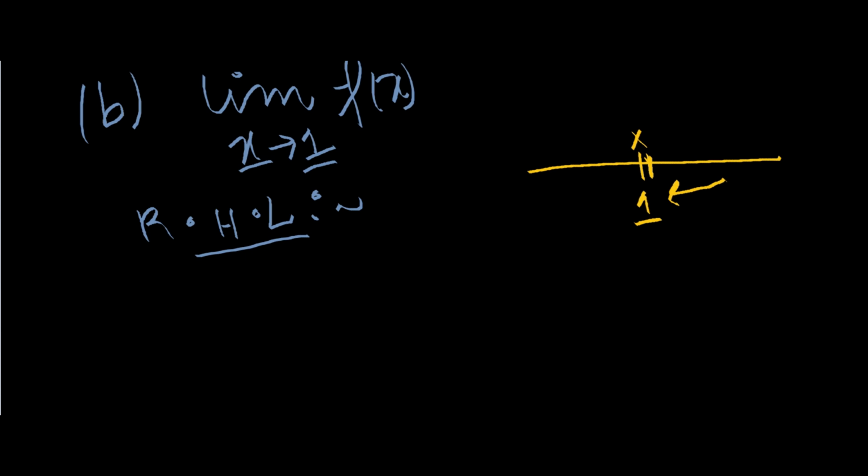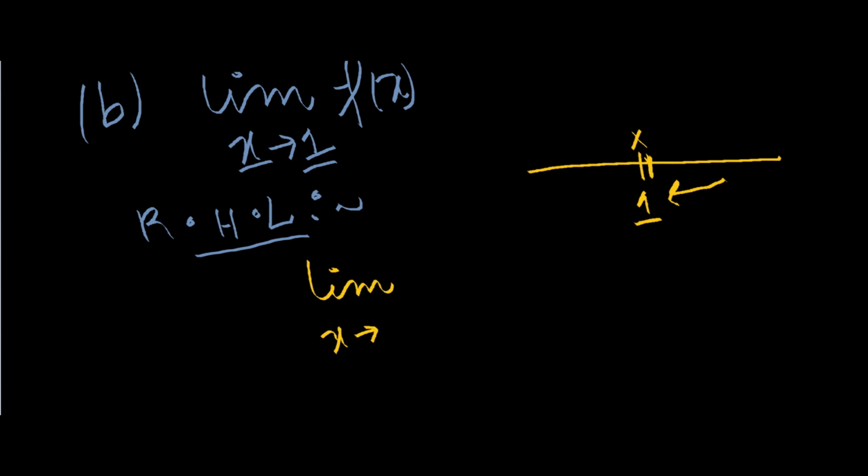Okay, x is greater than 1 because it is approaching from the right side. As you can see from the number line, just forget about the positive and negative. The limit of x approaching 1 from the right side means that x is greater than 1.